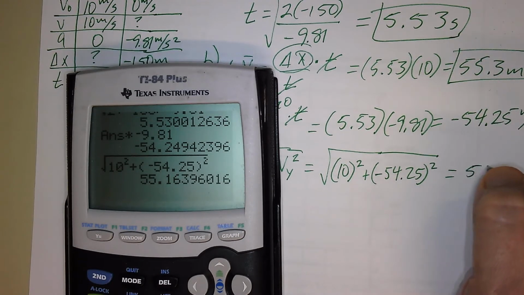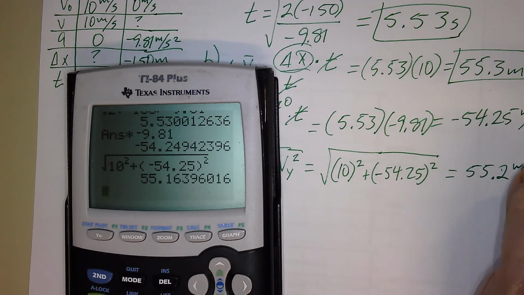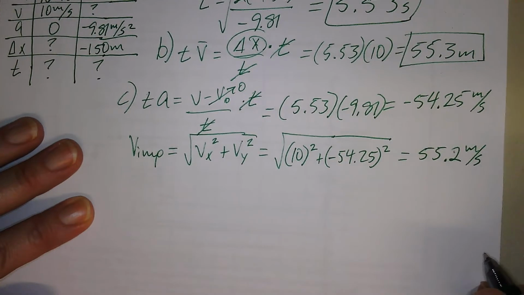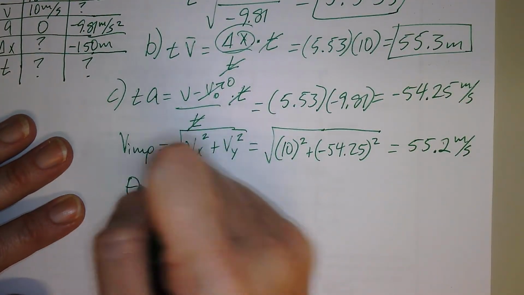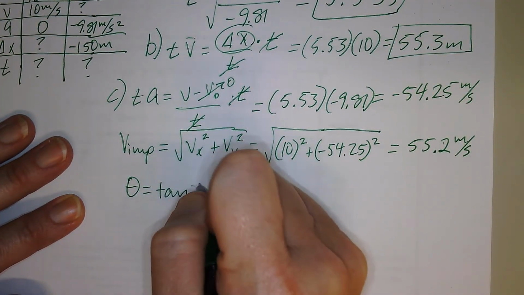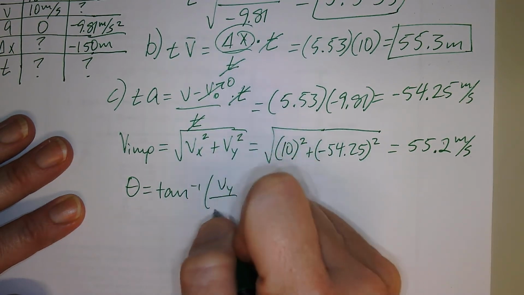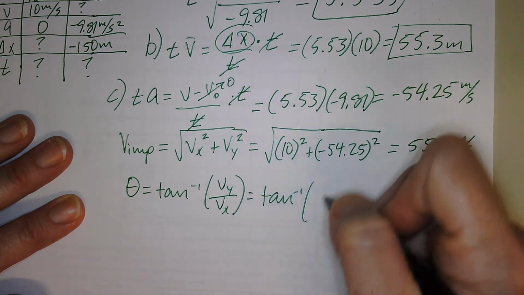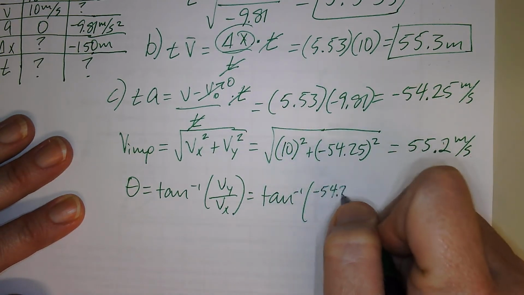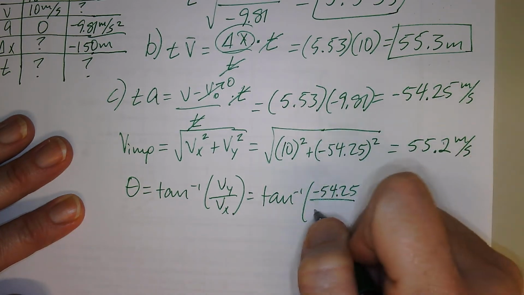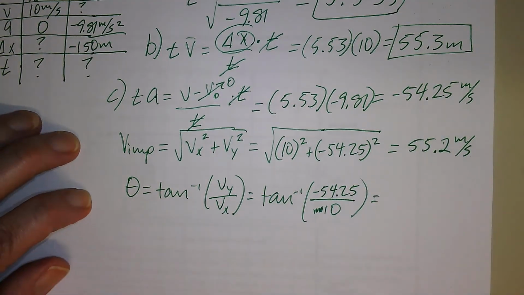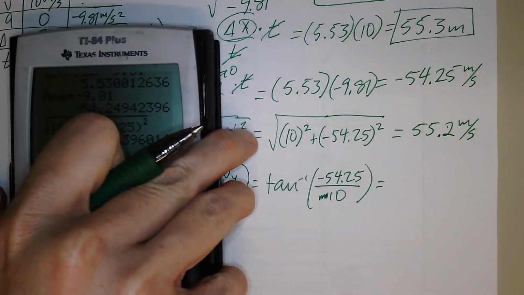And I get 55.2 meters per second. And now I need to know my angle. So my angle, theta, is inverse tangent of V final in the Y over V final in the X. So that's inverse tangent of negative 54.25 over just 10. There we go.